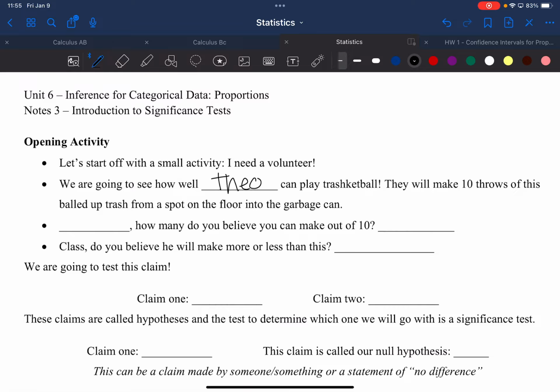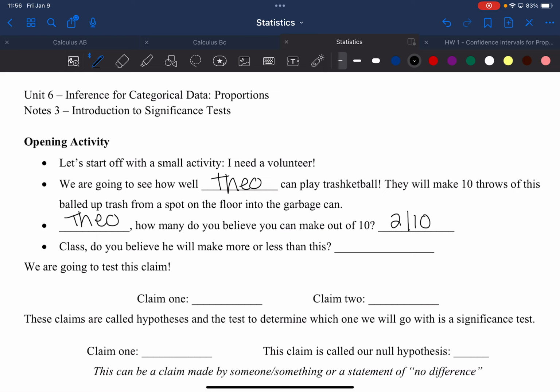Okay, so out of the 10 shots, how many do you believe that you can make? 2. Only 2? I guess 4. Okay, only 2. That's what you're going to go with? Okay, so Theo thinks he can make 2 out of 10. As a class, do you think he'll make more or less? More.